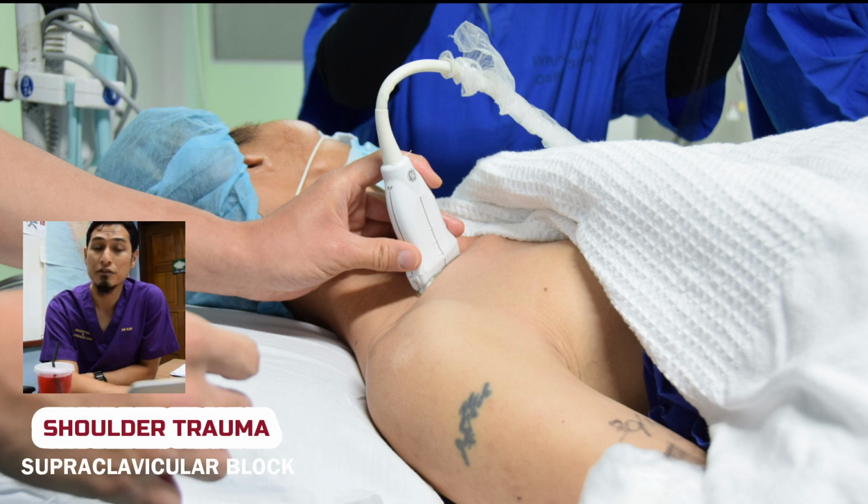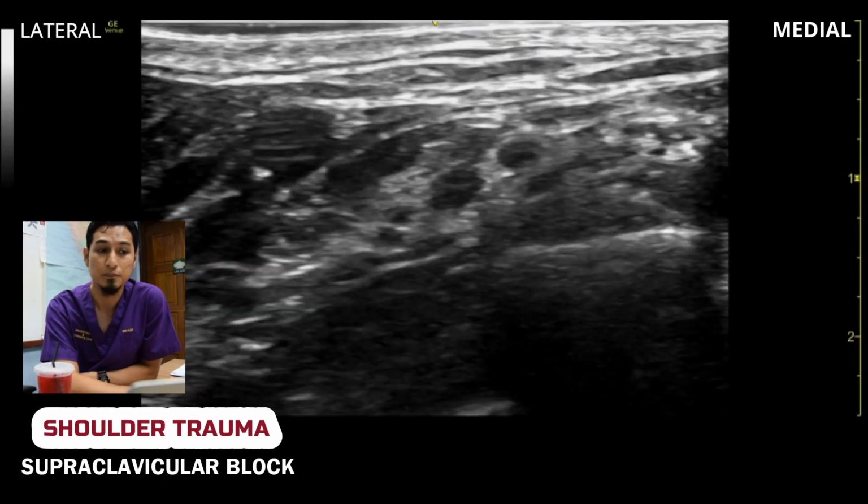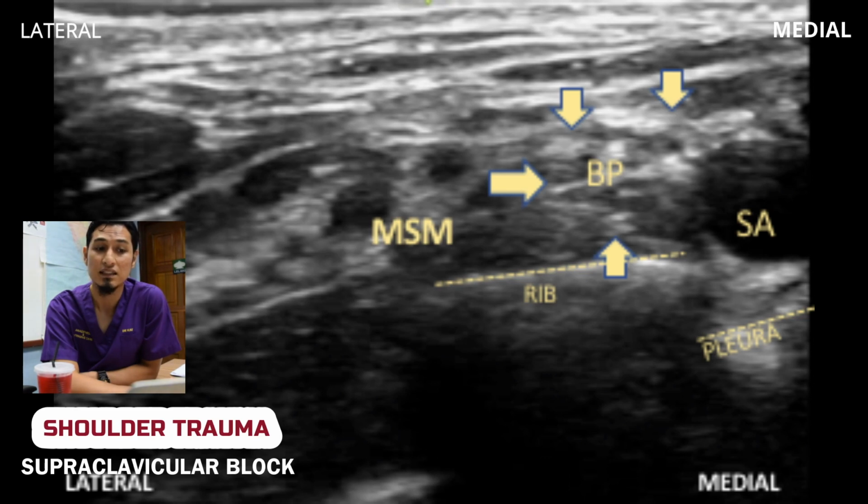Place a high-frequency linear transducer superior to the clavicle at the midpoint and parallel to the neck. To achieve the best possible view, the transducer must be tilted slightly inferiorly. The goal is to see the subclavian artery in the transverse view and the brachial plexus posterolateral to the subclavian artery.